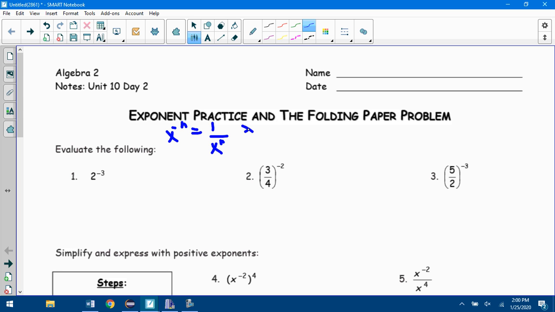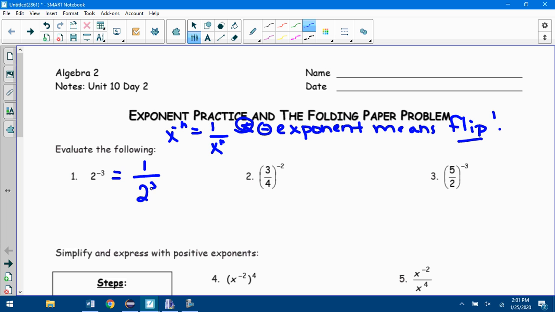And what I told you to really memorize yesterday was that a negative exponent means flip. When I say flip, I mean flip the side of the fraction that it's on. So this first one, we might as well just use the rule that we all know. This is the same as 1 over 2 to the 3rd power, which is 1 over 8.